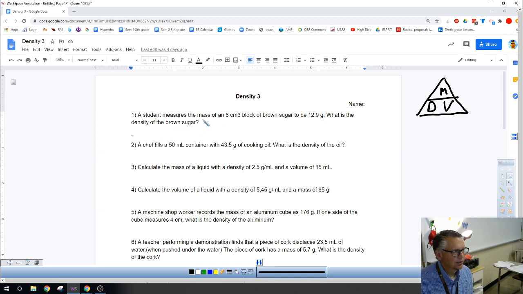A student measures the mass of an 8 cubic centimeter block of brown sugar to be 12.9 grams. What is the density? Density is equal to mass divided by volume. Our mass is 12.9 and our volume is 8. If we take 12.9 divided by 8, we get about 1.6, and the label on that is going to be grams per cubic centimeter.